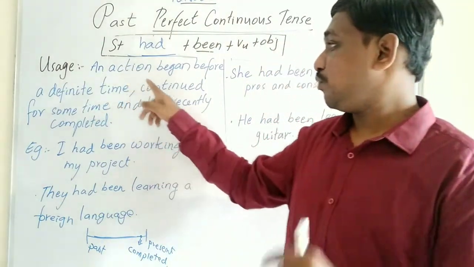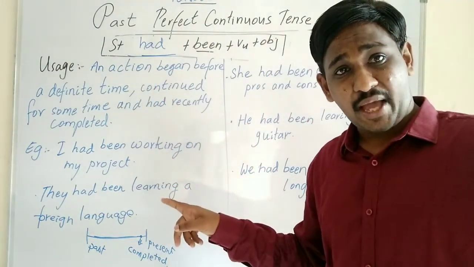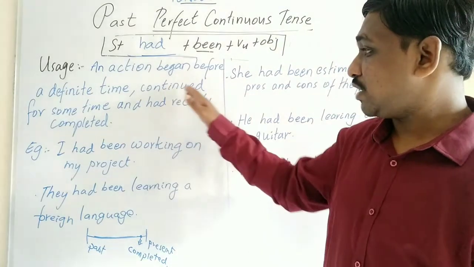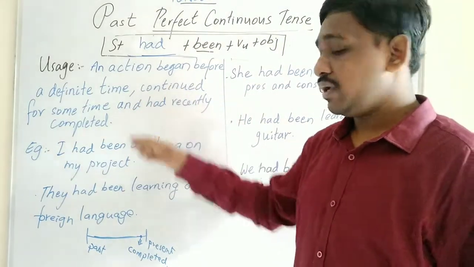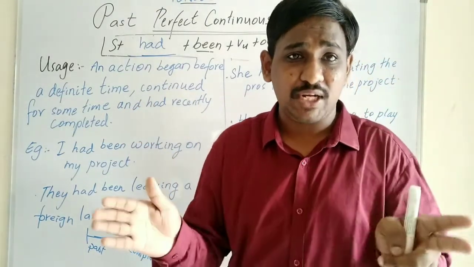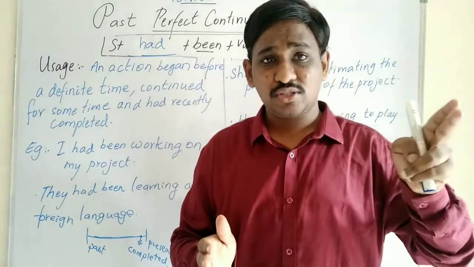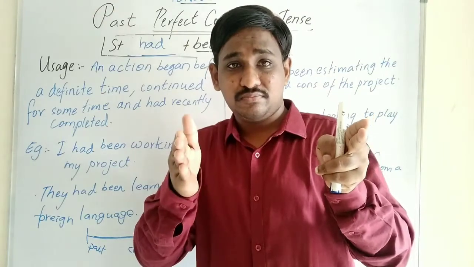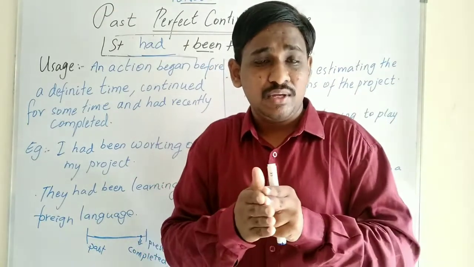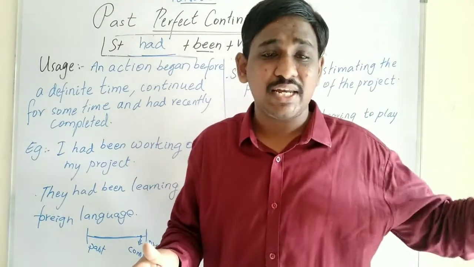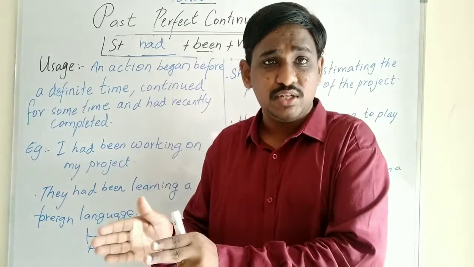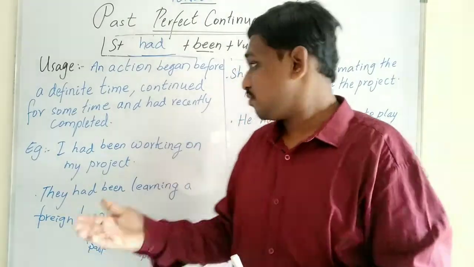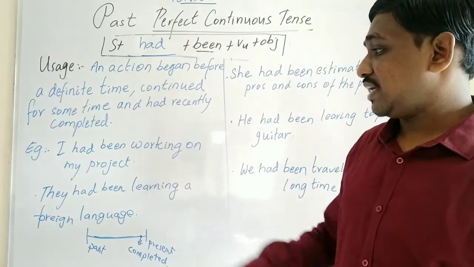We use it when an action began in the past, continued for some time and recently completed. It's not happening now. An action started in the past, continued for some time in the past. Maybe for 10 days, let's take. Now we are on the 11th day. So it recently completed. It's not being carried forward to the next day. Right. Let us see one example.